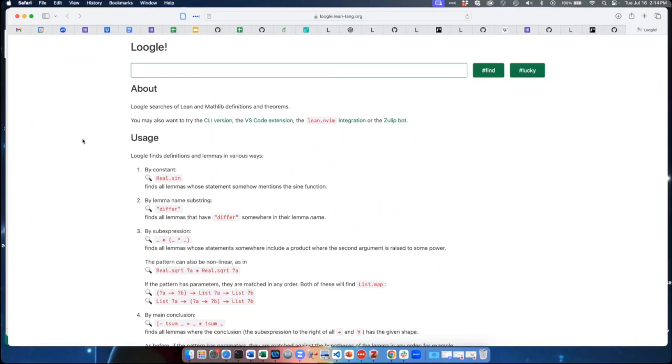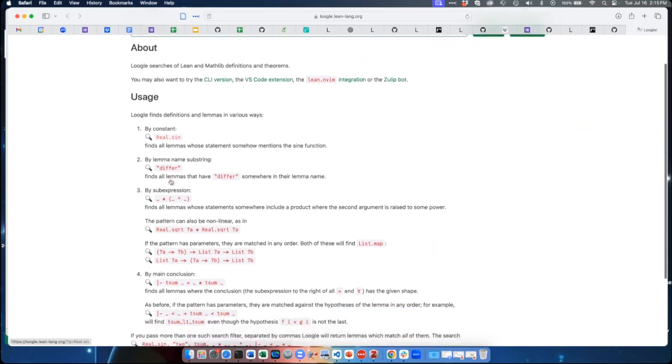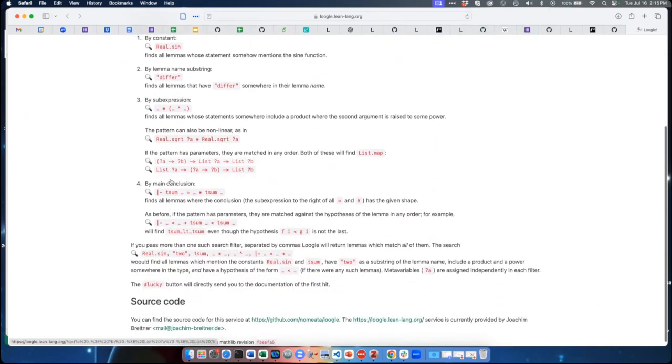Loogle is not as much natural language as Moogle is. But Loogle is more technical and precise if you have information about types and names and other things like that. And so there's a bunch of different ways to use this here.